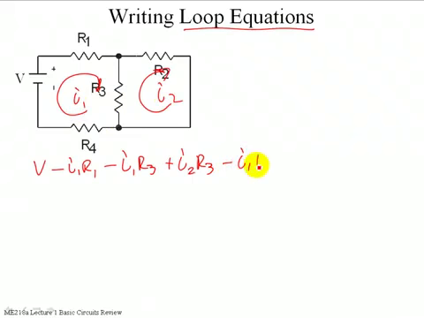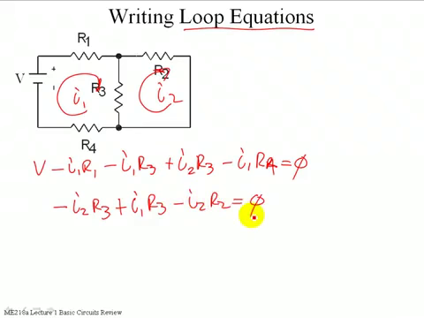And then we're back to I1 times R4. Whoops, R4. That whole shooting match is equal to 0. And then for I2, there's just two parts. There's no voltage source, so we've got minus I2 R3. And once again, we've got the other side of the loop that's rolling through R3. So we've got a plus I1 R3 minus I2 R2 is equal to 0. I think I got those signs right.